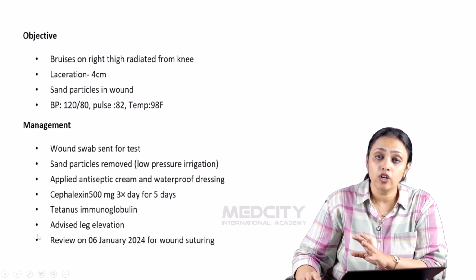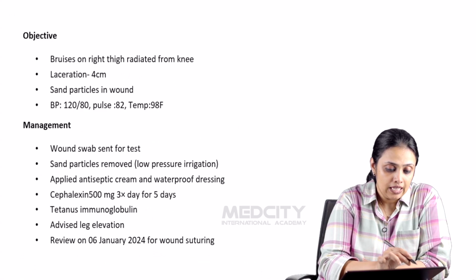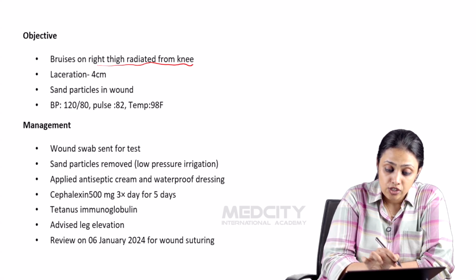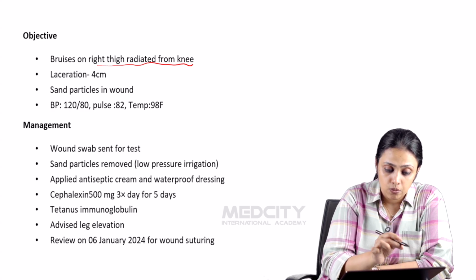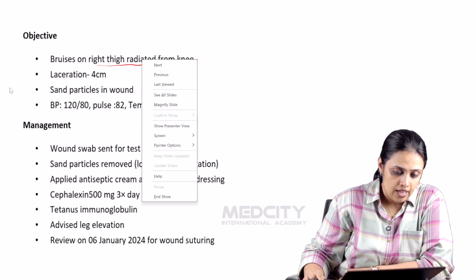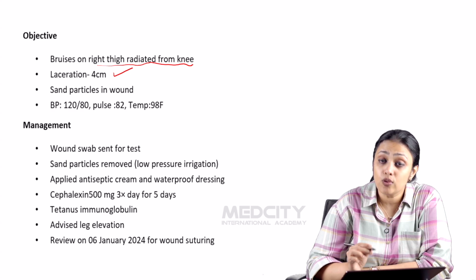Then moving on to the objective data. On assessment, we found the bruises on the right thigh radiated from the knee. The patient had bruises on the knee which had radiated to the right thigh. Maybe you can consider that. Then laceration, of course, it's 4 centimeter.